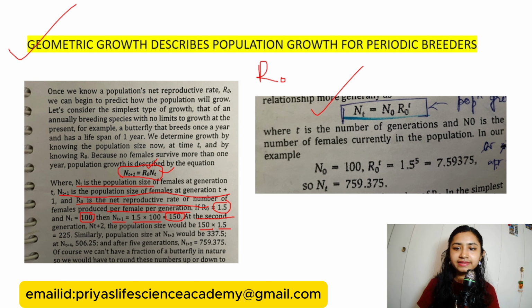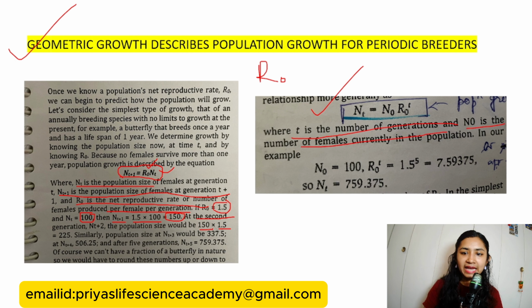Now you can rewrite the equation more easily: N(t) = N0 × R0^t, where t is the number of generations, N0 is the number of females currently in the population, and R0 is the net reproductive rate. So if N0 is 100, R0 is 1.5, and t is 5, after the 5th generation, you get N(t) = N0 × R0^t. Look, similar results.